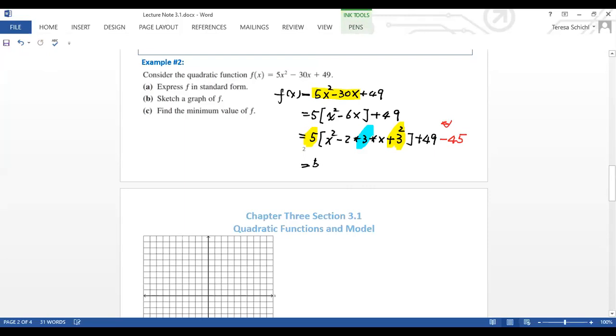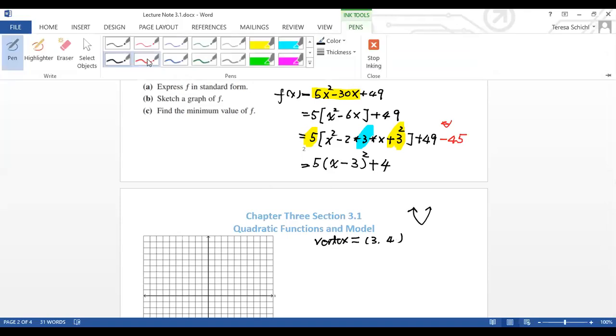Okay, so this is the 5. Inside here is x squared minus 2ab plus b squared, so it will be x minus 3 squared, plus 4, right? Okay, so I know my vertex here. My vertex will be 3 and 4. Because this opens up, I'm going to have a minimum.